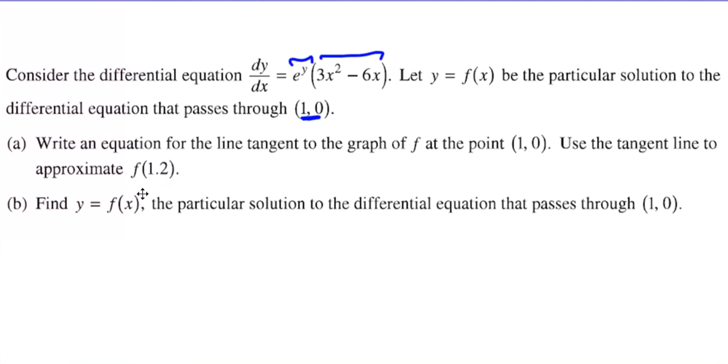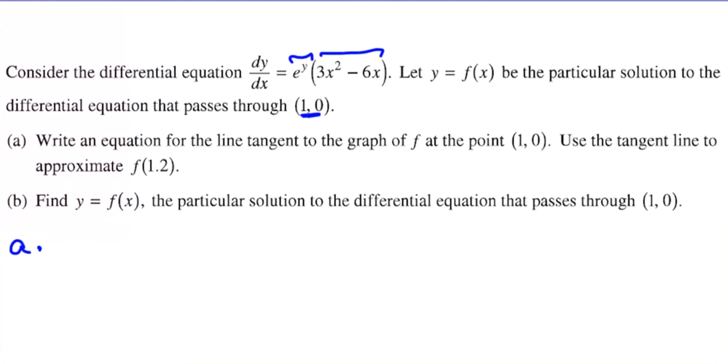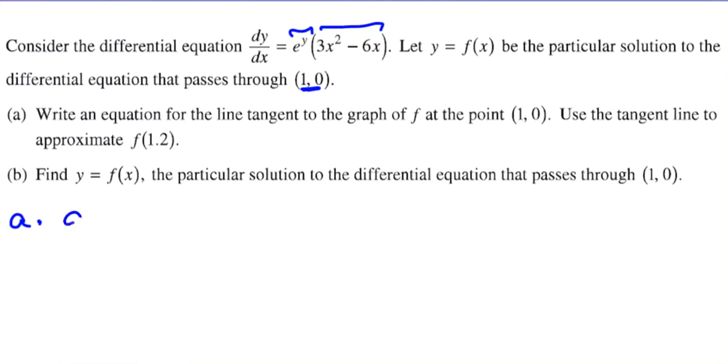Write an equation for the line tangent to the graph. Well, guess what? That's what we had to do last time. That's a very common theme. They want you to find a tangent line to the graph at the point (1, 0). Use the tangent line to approximate f of 1.2. So we use our differential equation to give us our slope.